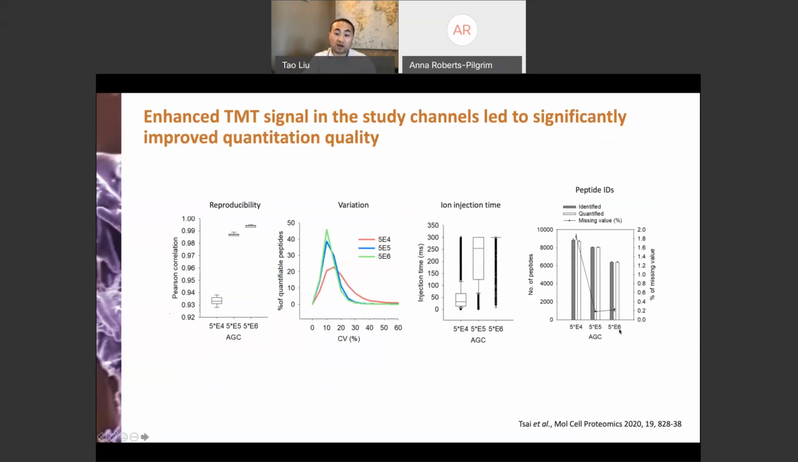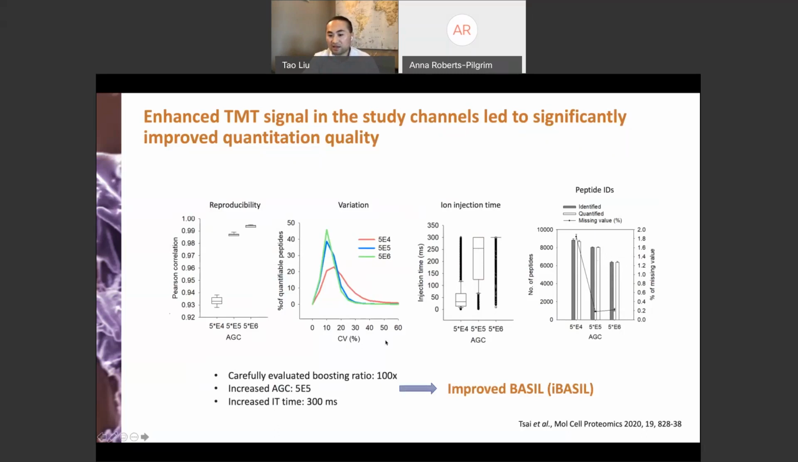for a certain ion population, you basically reduce the duty cycle in the mass spec analysis. As a result, there is a decrease in the number of peptide identifications that we were able to achieve in the end. So there's a compromise, and you need to carefully evaluate the optimal compromise, a turning point, in terms of identification and quantification.